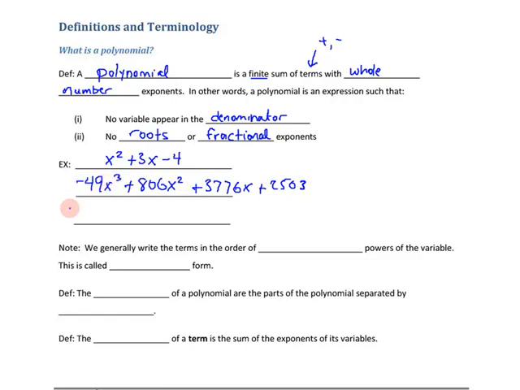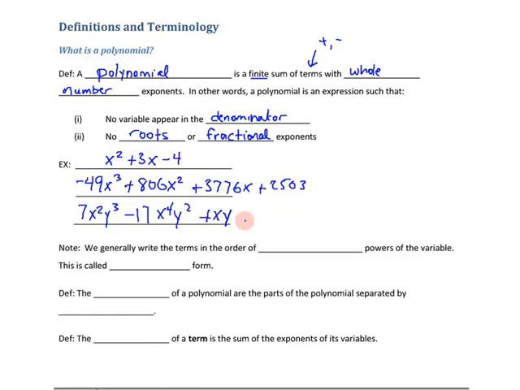But you can also have polynomials in multiple variables. So you could have something like 7x squared y cubed minus 17x to the 4th y squared plus, say, xy. There's an example of a polynomial in 2 variables.